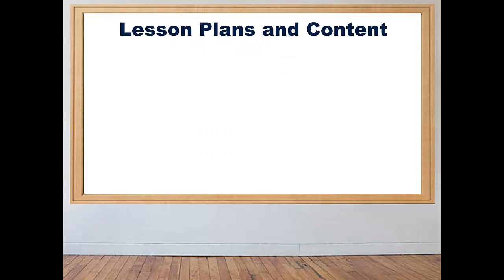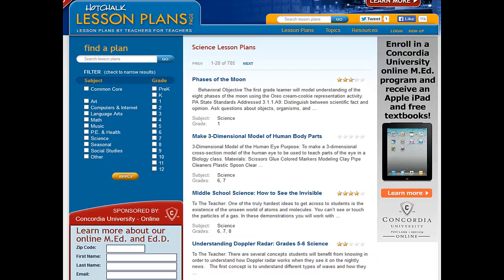Let's begin by talking about open resources for lesson plans and science content. The Hot Chalk Lesson Plans page is one such resource. As the name suggests, the Lesson Plans page has just that, lots of lesson plans, by teachers for teachers. There are about 800 science lesson plans on the site organized by grade level. For each lesson plan, you'll find a star rating by the site users to help you assess the quality of that lesson.